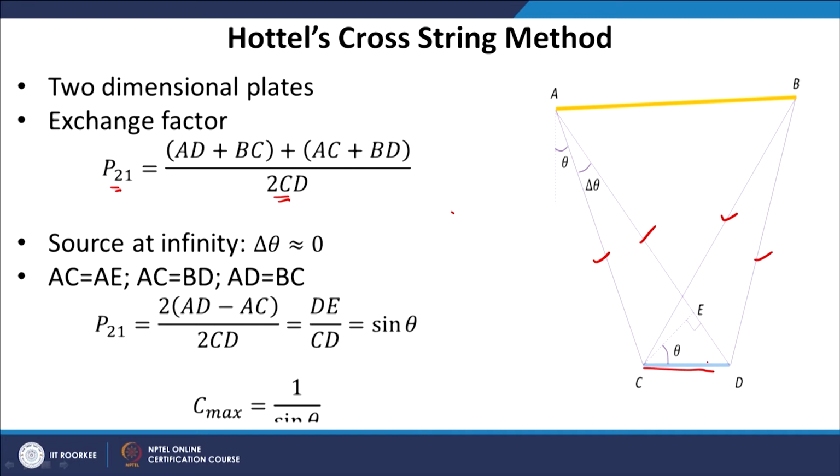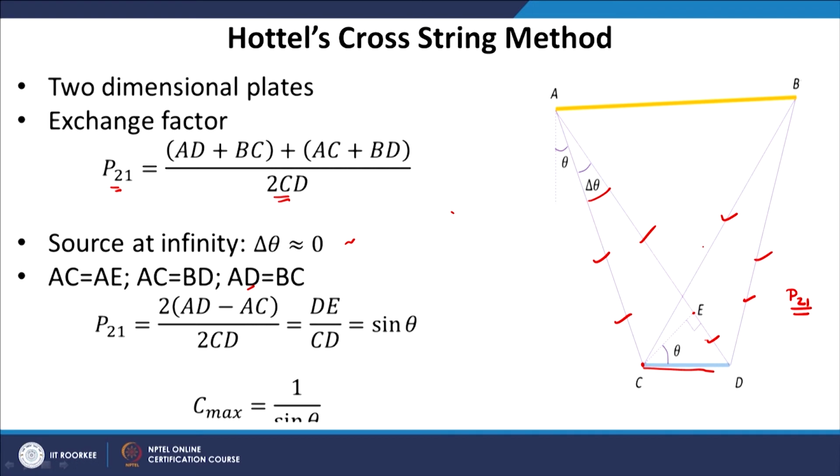Now, in this case, we want to find out the value of P21. So, 2 is the aperture and 1 is the sun, and we know the sun is located at a very far distance. So, when the sun is very far, the angle delta theta in this geometry will be very small, and we can approximate AC is equal to AE. AC is equal to BD by symmetry, and AD is equal to BC by symmetry.